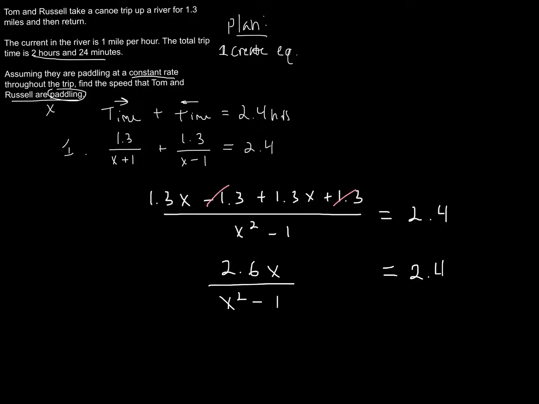And at this point, I have a rational equation, and so now I can get rid of the rational expression. I can turn it into something much easier to solve by multiplying by the denominator on both sides. And so now, on the right side of my equation, I have 2.4x squared minus 2.4, and on the left side, all I have left is 2.6x.